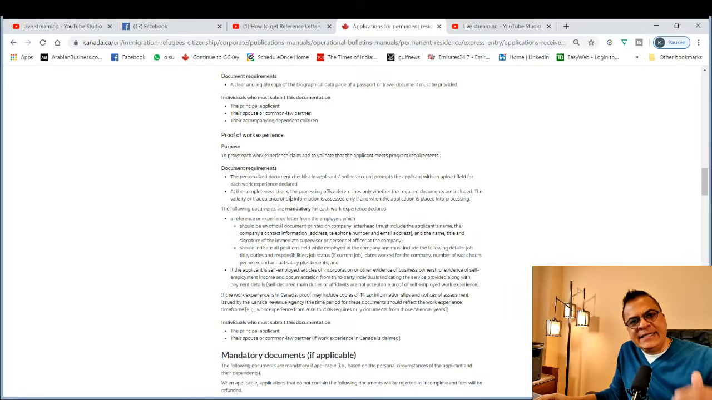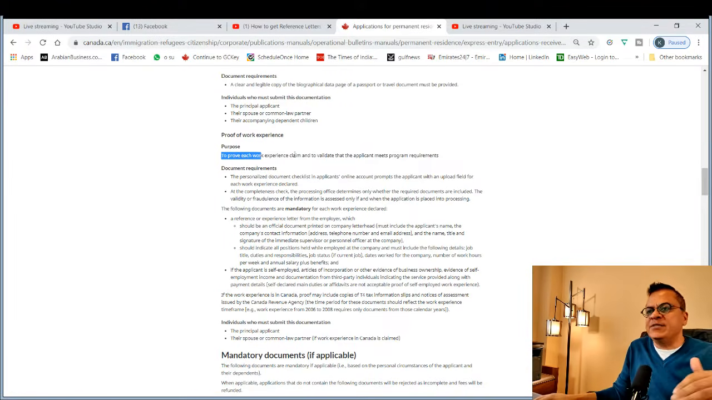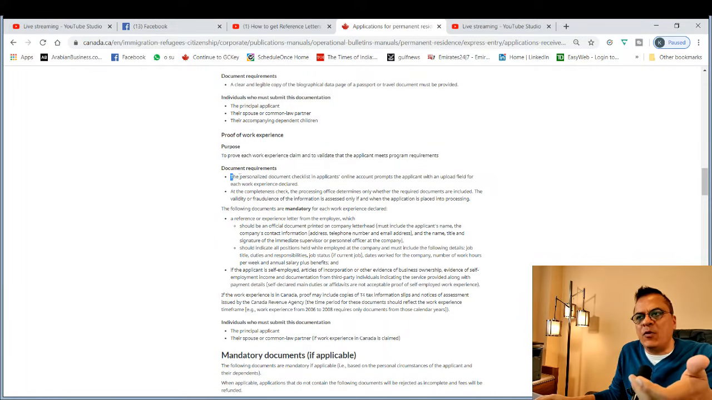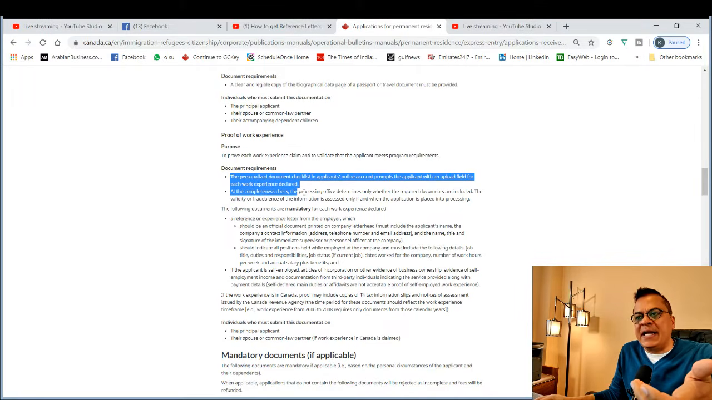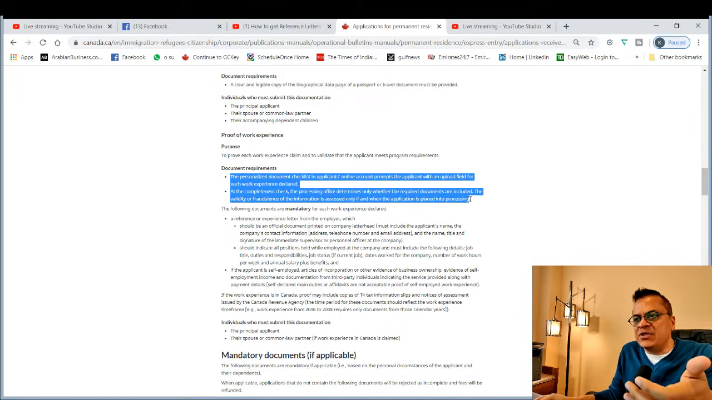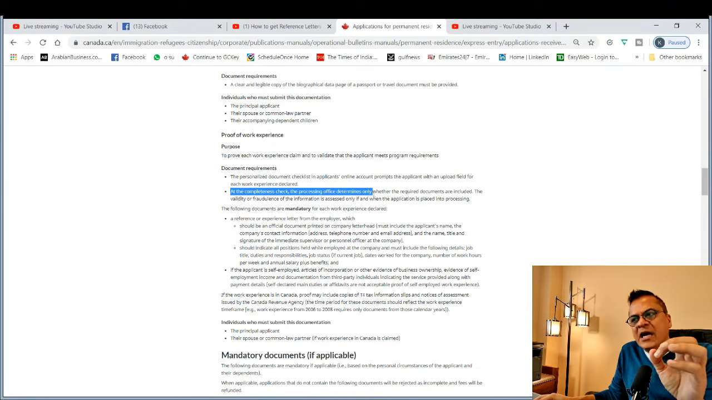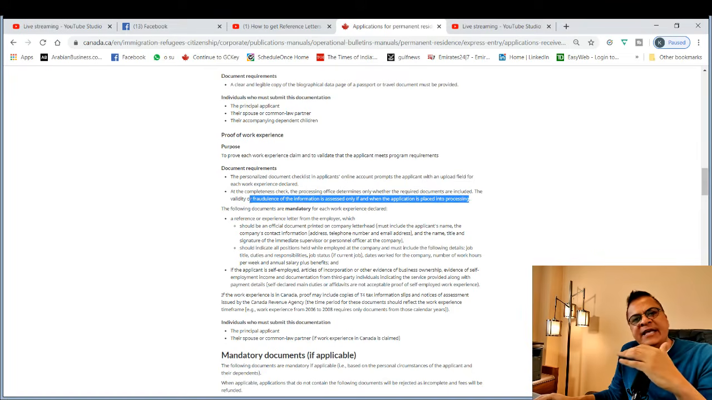Now in this case, proof of work experience, CIC says to prove each work experience claim and to validate that the applicant meets program requirements, you need to go as per the personalized checklist that will be appearing in your application. At the completeness check, which is the R10, the office is only determining whether your documents are included or not. The assessment, the check for fraudulence, is not happening right now. That will happen once it goes into the assessment phase.